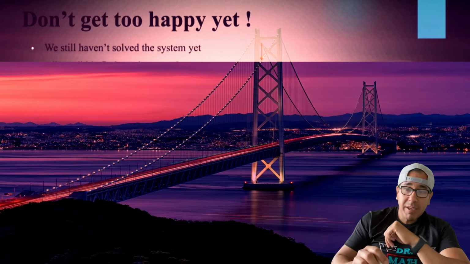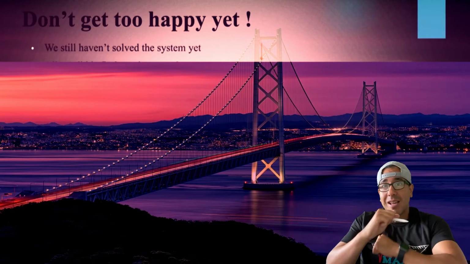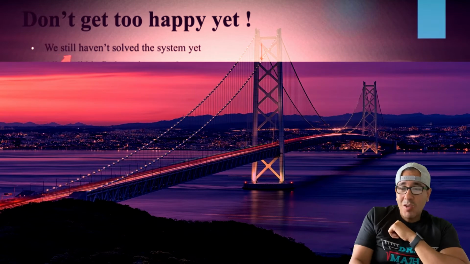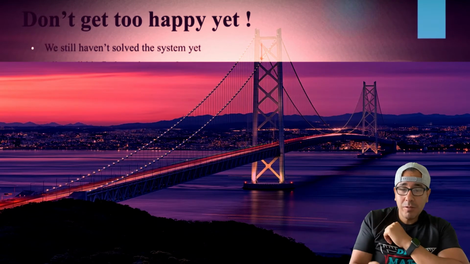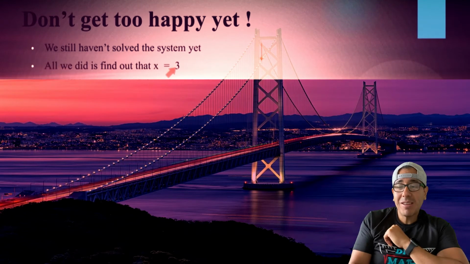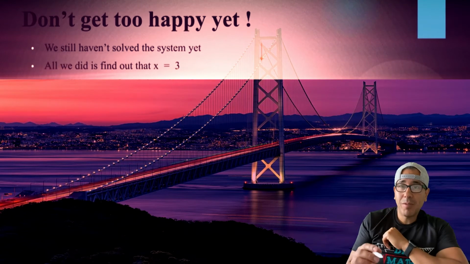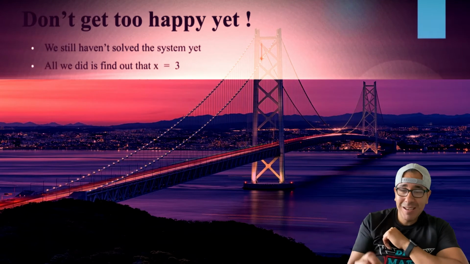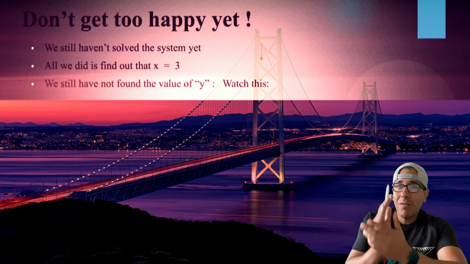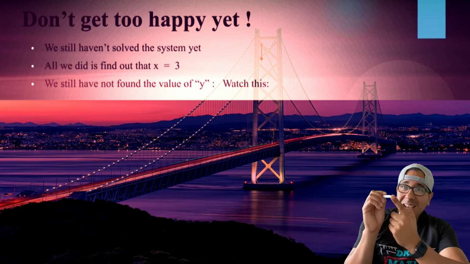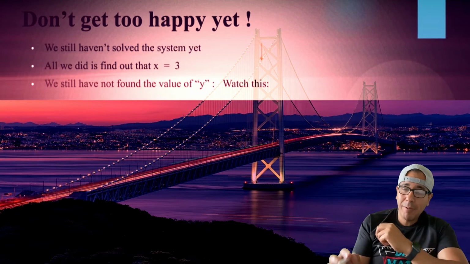Make sense? All right, mathletes, don't get too happy yet. Don't start doing your salsa dancing yet. We haven't solved the system yet. All you have is one variable. All we did is find out that x equals 3. So you're not done. We still have not found the value of y. You're not finished, because you want both the x and the y, all right?